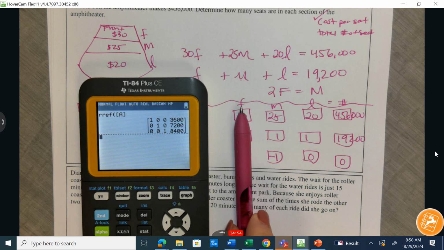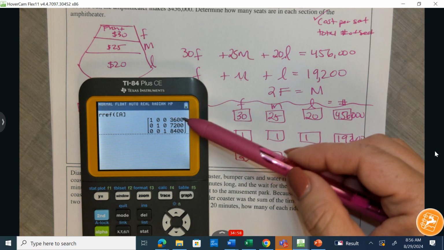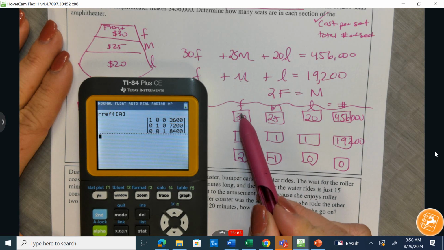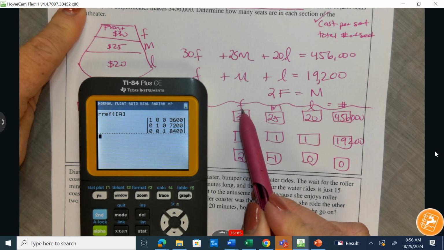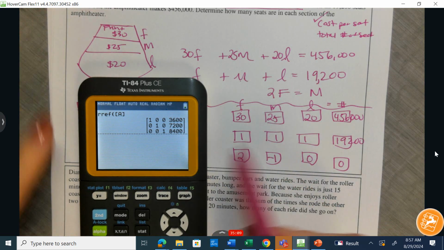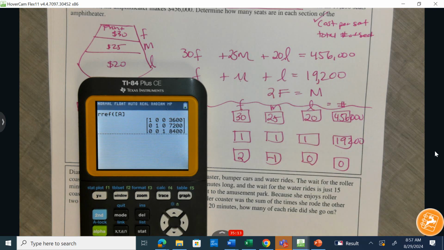Because we organized it with front first, then middle, and then last, that's how I know what's on the side. So there's a total of 3,600 front seats at this amphitheater. There's a total of 7,200 middle seats at this amphitheater. There's a total of 8,400 lawn seats at this amphitheater.